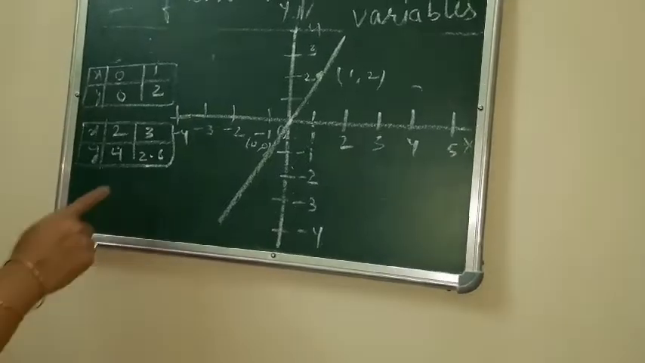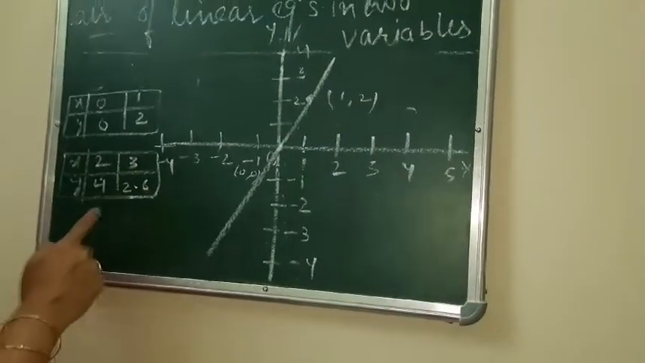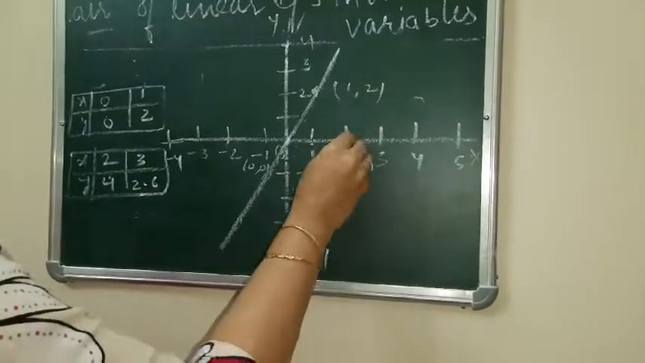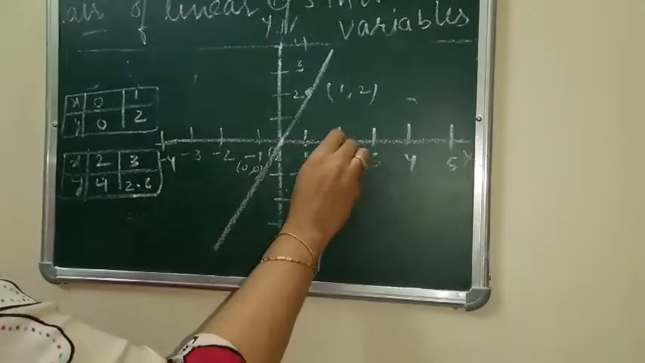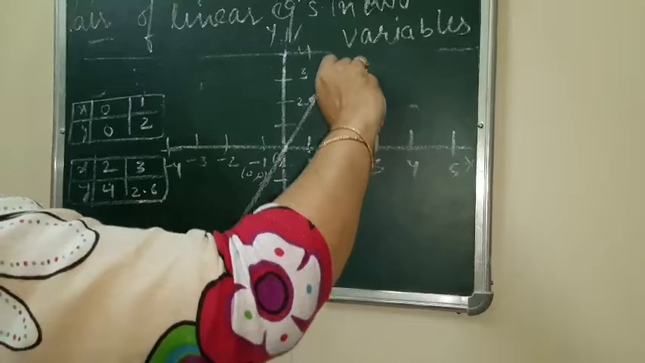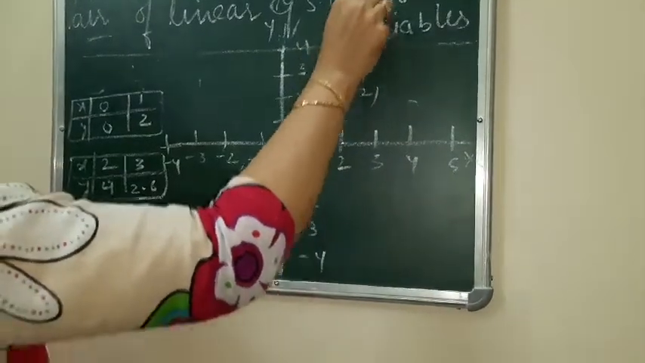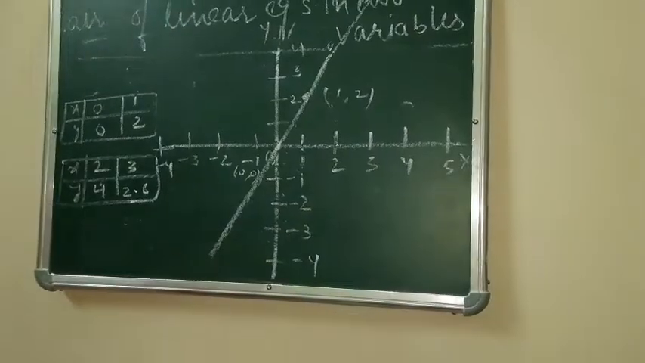Now move on to the plotting of the points for the second equation. When x is 2, y is 4. X is 2, so on x-axis we have looked for the point 2. In the straight line of it we have to move till 4. So this is my point. Right? The first point is this.